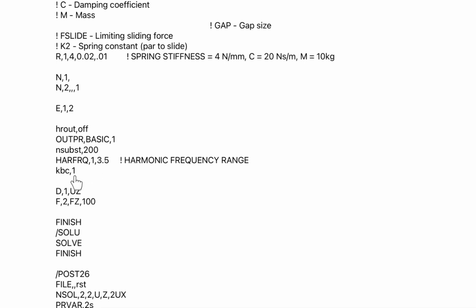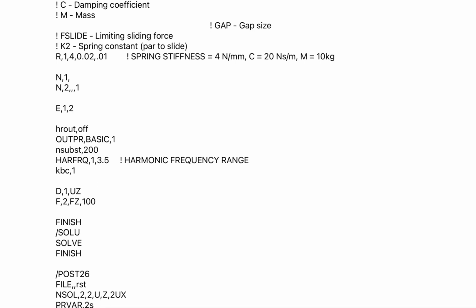Then KBC comma 1, what does that mean? That tells ANSYS that I'm applying the whole load in all these substeps. It's not like it gets ramped up as we move from 1 hertz to 3.5 hertz. The load is there throughout the frequency range.